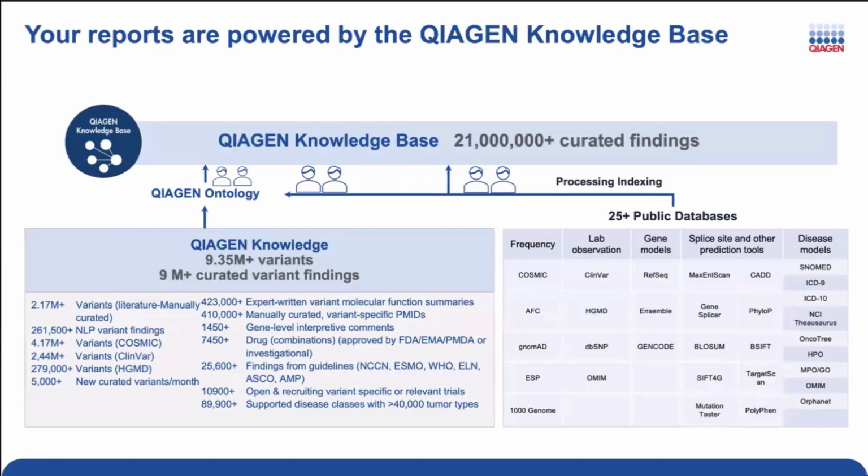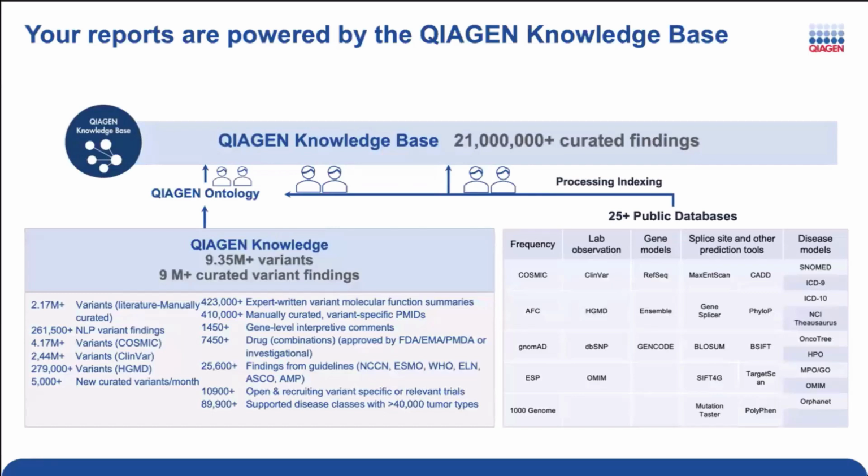The QIAGEN KB team utilizes both artificial intelligence and natural language processing, or NLP, to help identify and prioritize literature for analysis by scientists, who then read these papers and extract and curate information from text, figures, and supplements, and use standardized curation protocols to store data in a structured format.